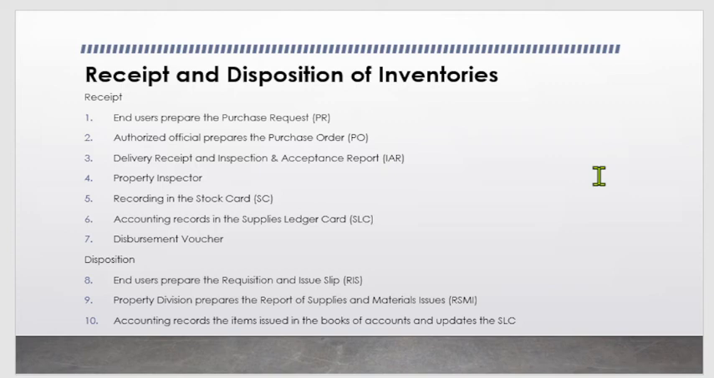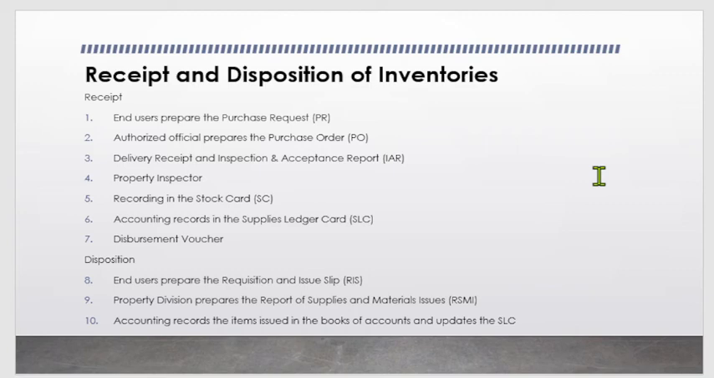Number 3, delivery receipt and the inspection and acceptance report. So once na meron na tayong napili at naibigay na natin yung purchase order, then ang kasunod na niyan is delivery. So when the items are delivered, yung property division will receive the items in the delivery receipt. Delivery receipt, yan ay manggagaling doon sa mismong supplier. The inspection and acceptance report, ipiprepare yan ng property division.